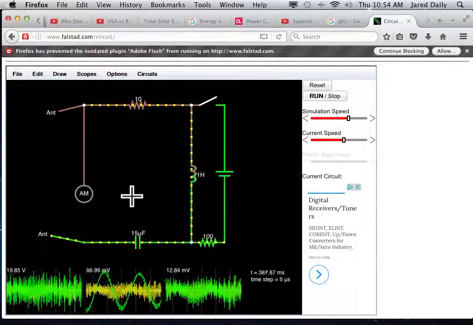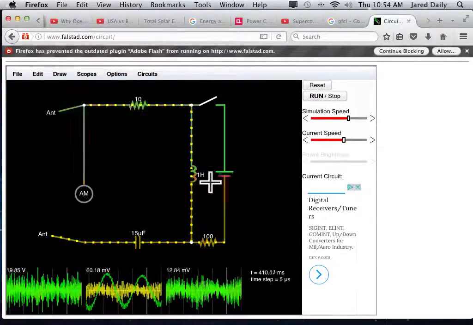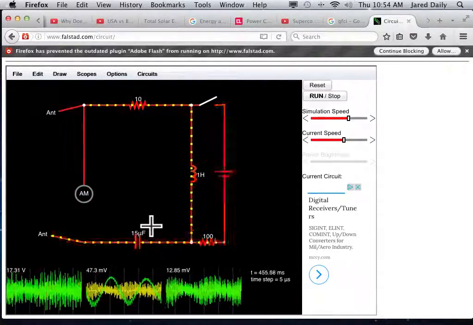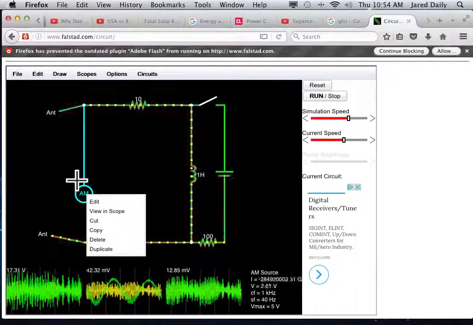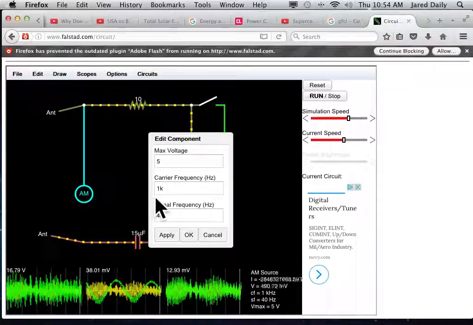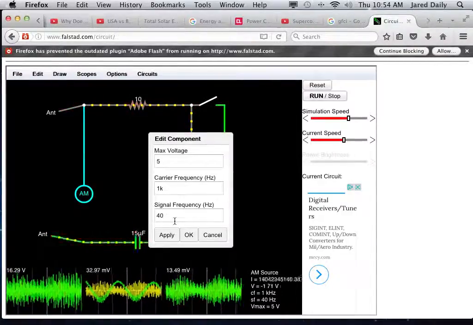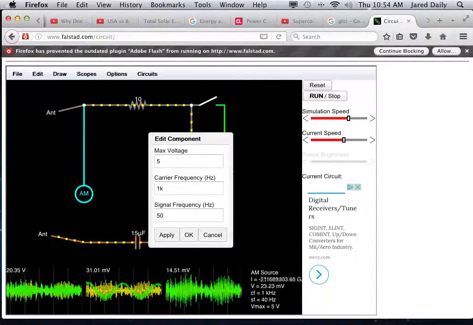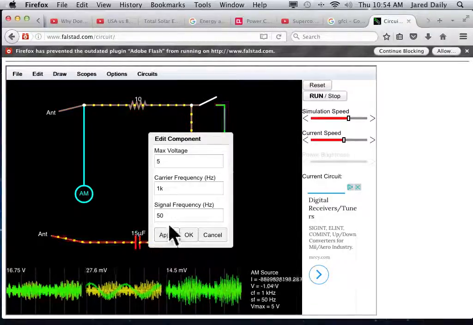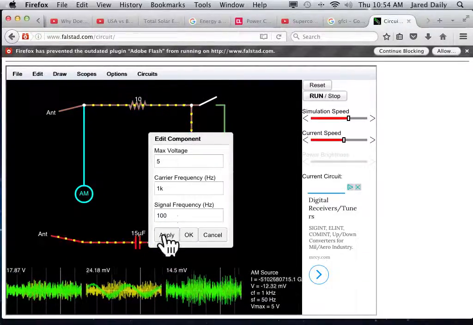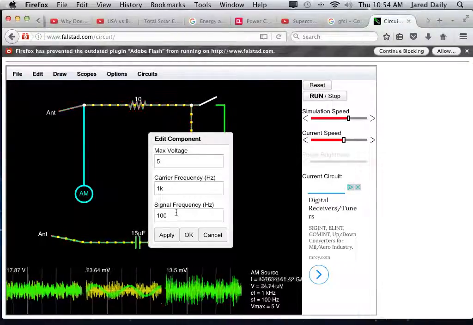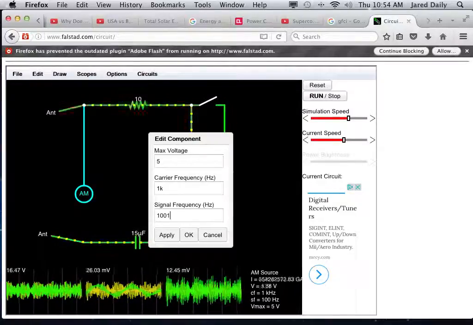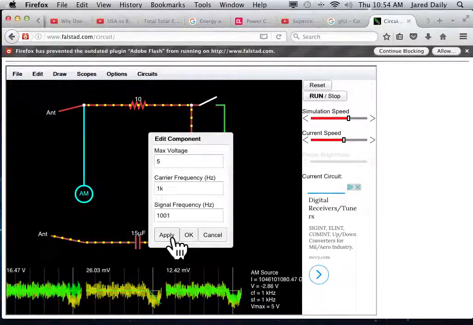We've created an AM source, but obviously we're not getting resonance because it's not creating a lot of current, right? So we need to change our AM source. Let's change the frequency here really quick and see what it does for us, see if it changes our current. Apply. Let's go to 100. Let's go to 1,000. Apply that. Now we're starting to get more current.